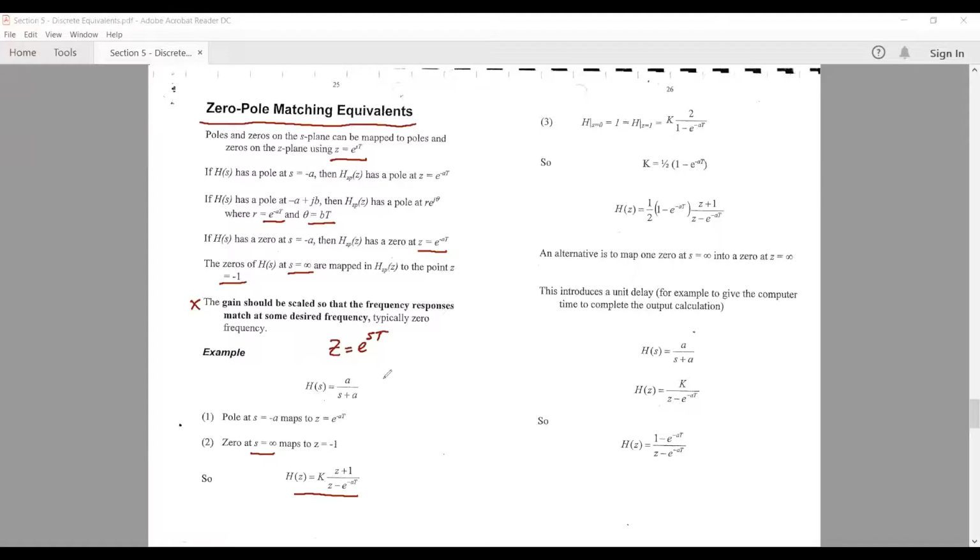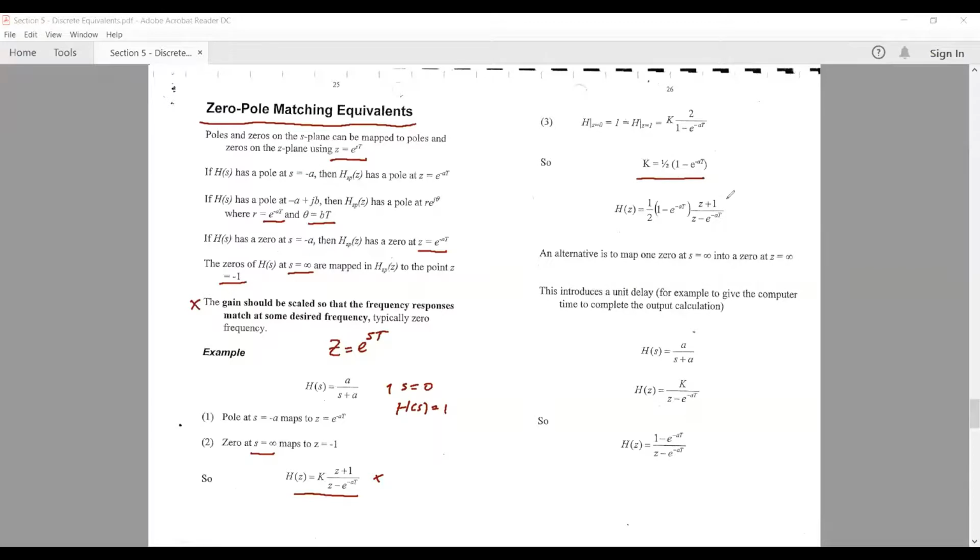In our H(s) equation, if we set s equal to 0, then H(s) will be equal to 1. So that's what we do here. H at s = 0 is equal to 1, and when s is 0, z should be 1. So we substitute z = 1 in this equation, and we get k times 2/(1 - e^(-aT)), and that is equal to 1. So that will give us k = (1/2)(1 - e^(-aT)).